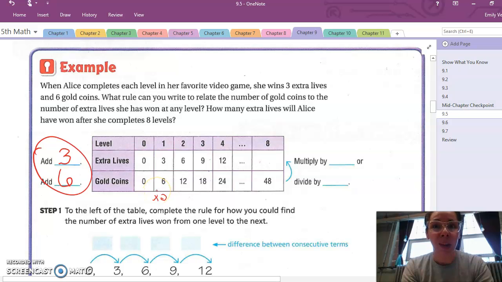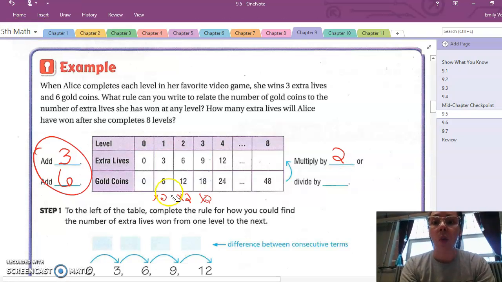Now we have to check and make sure that that rule applies to these other numbers to make sure that it's true. 6 up to 12, that's times 2. I'll just check one more because I'm pretty sure if 3 of them are the same, then the whole table is going to be the same. So I'll check this next one, sequence 3. 9 times 2 is 18. So they're multiplying by 2 here.